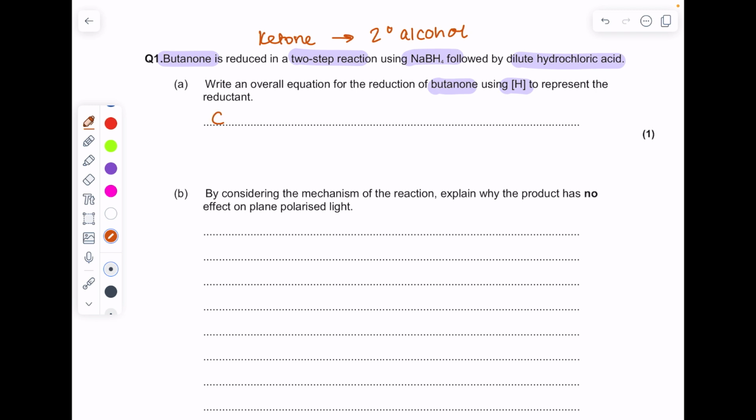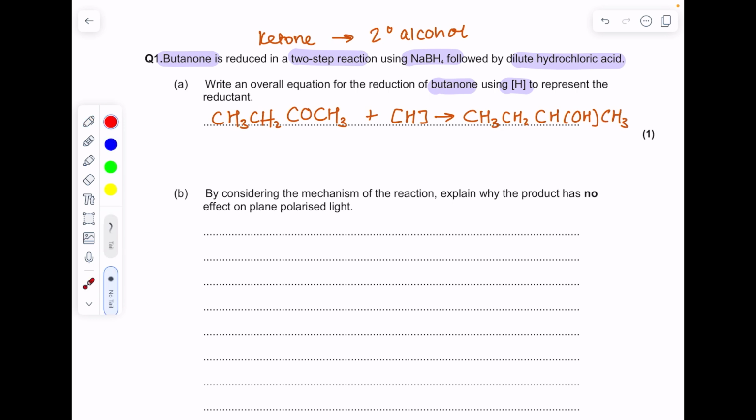Let's write the formula of butanone. It's got 4 carbons. There's that ketone functional group. Here's our reductant. And now we need to write the formula of a secondary alcohol. Feel free to write out the displayed formula if you want to see how that secondary alcohol comes about.